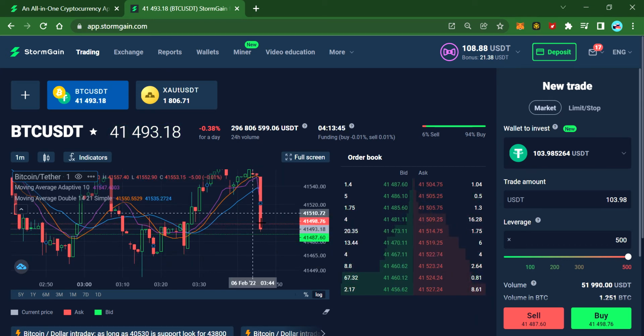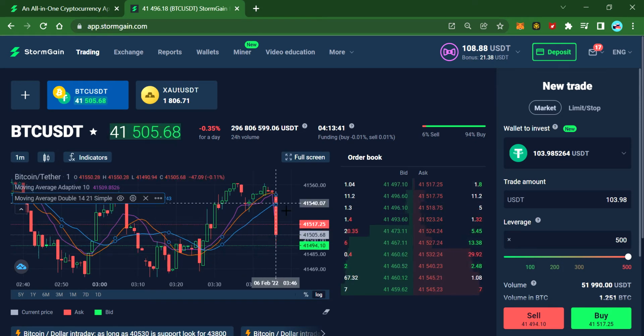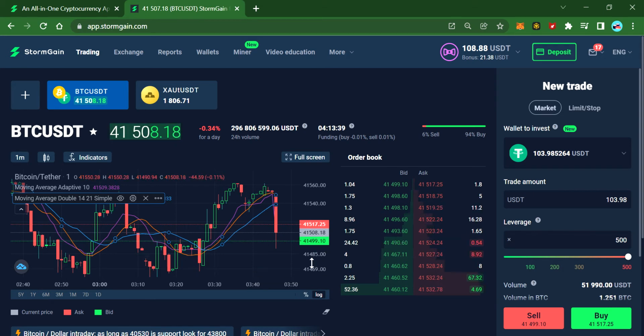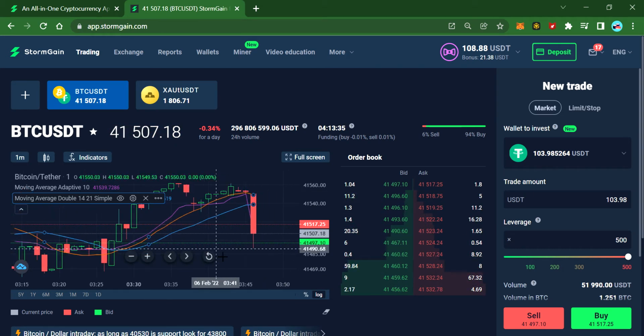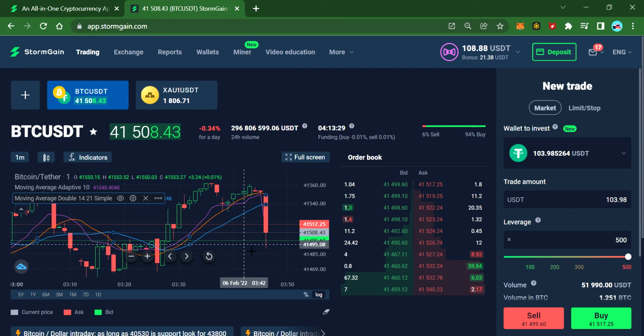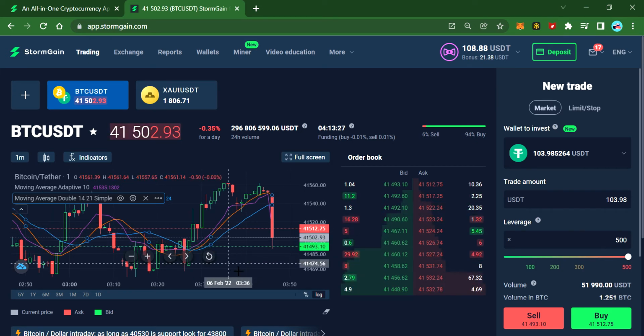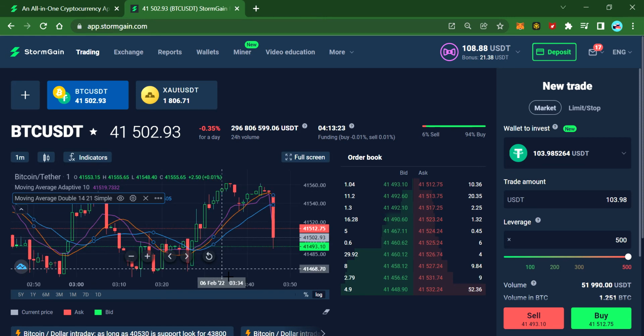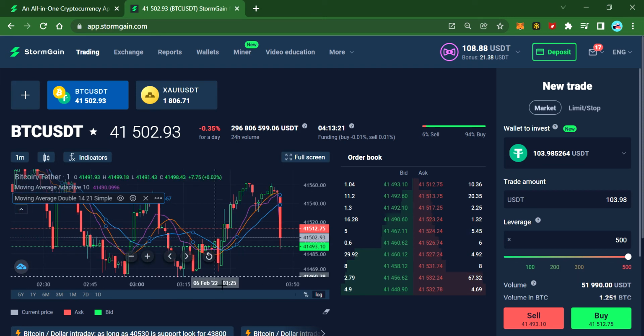This was more than 10 or $20 gain. But at the same time, as you can see in here, it is reversing back. So don't rush when you are trading. I know you need to take a quick decision, but never rush.